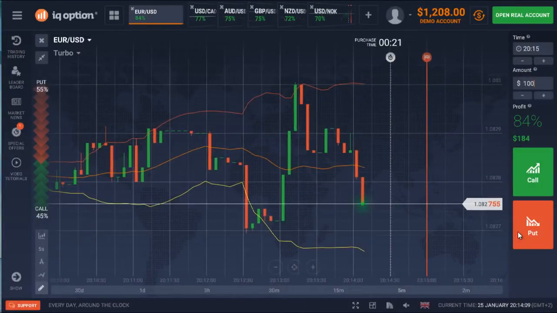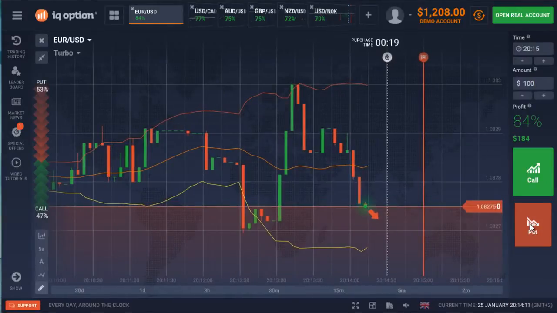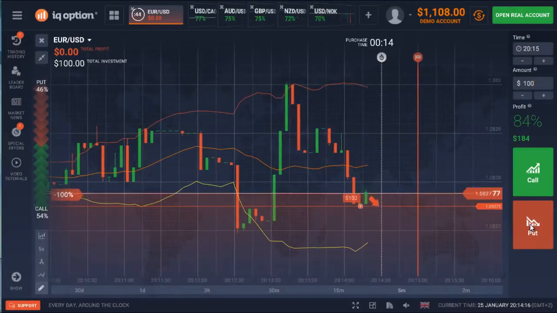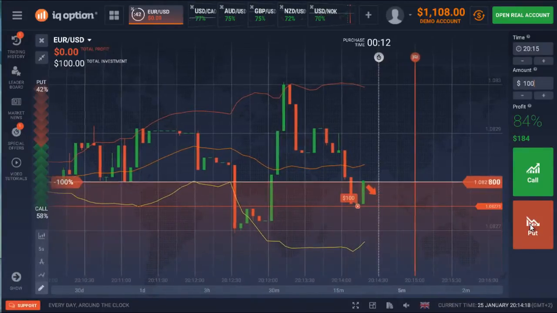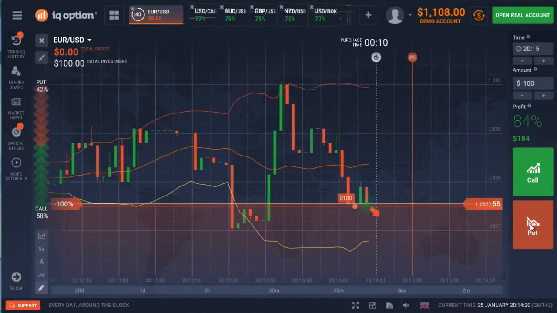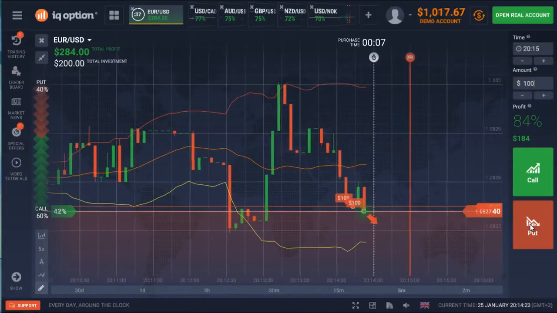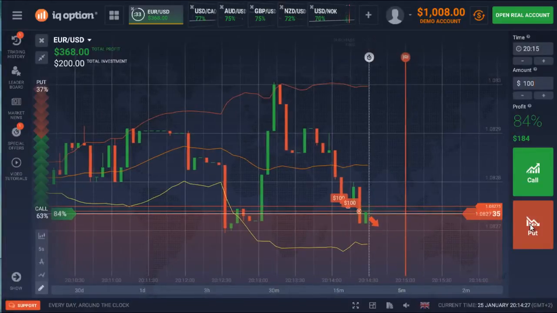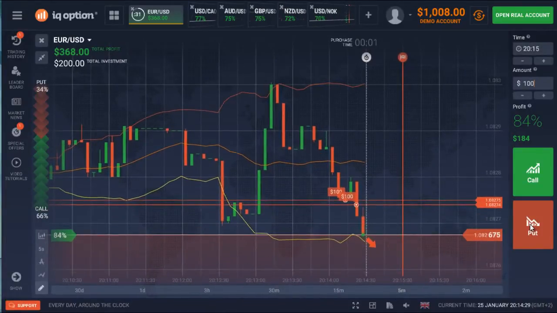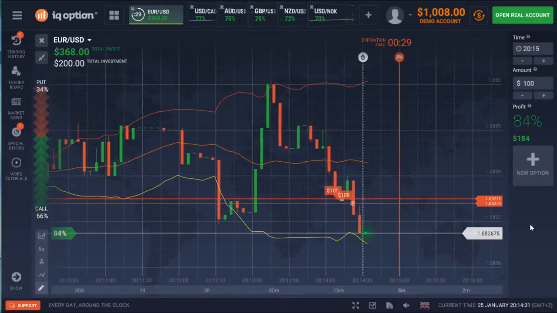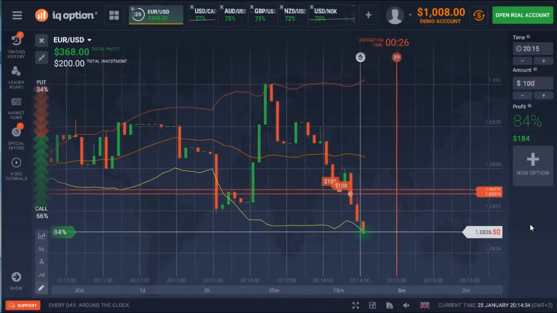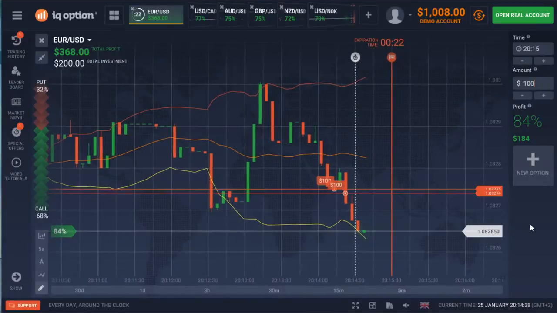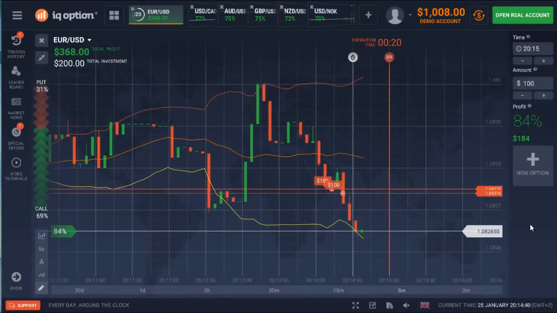Back to the US dollar and the Canadian dollar. It's falling. I think it's going to keep falling towards the bottom Bollinger Band. I'm placing 2 nested $100 here. My prediction was correct. It's falling down and it's working.